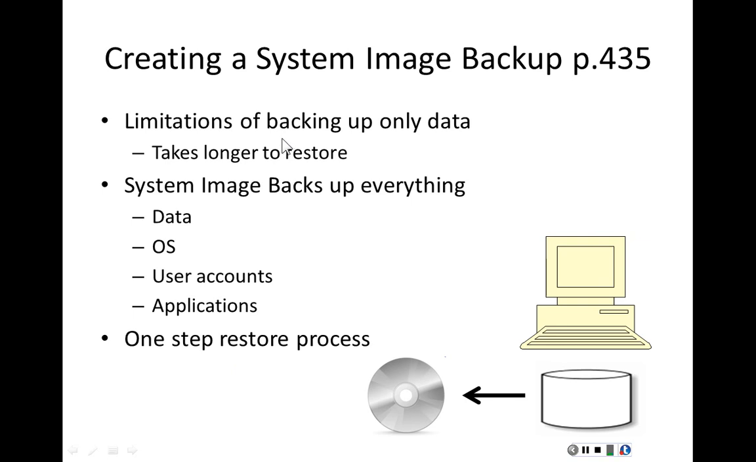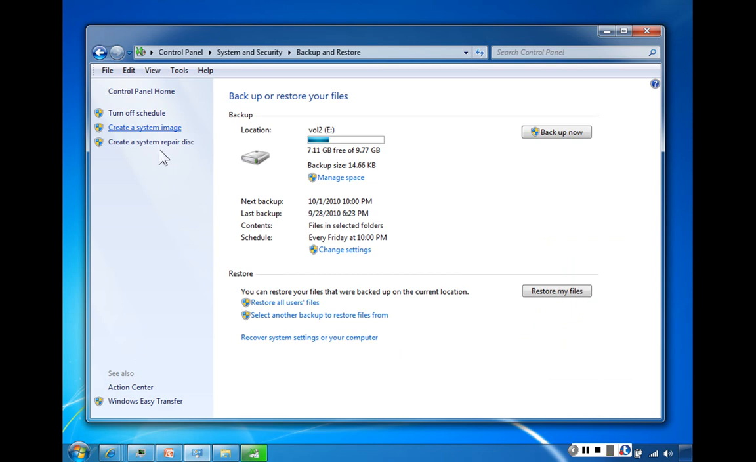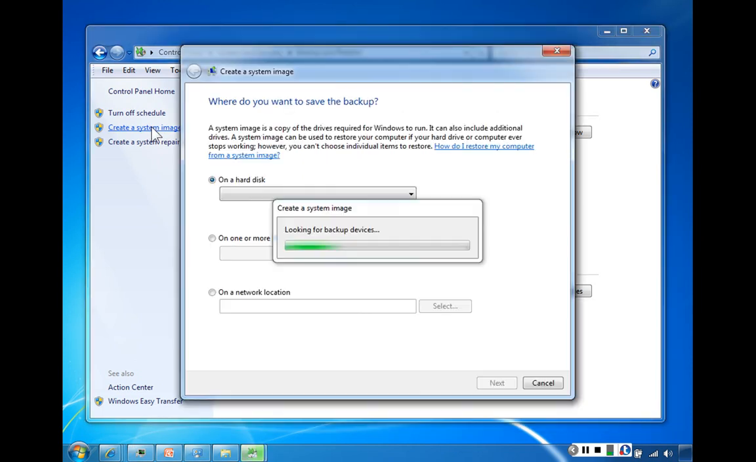Just backing up the data files does not take very long, but it takes much longer to restore because you have to first install the operating system, then install the applications. But the advantage of system backup is it backs up everything and gives us a one-step restore process. To create a system image backup, where essentially we're taking everything that's on the hard disk and putting it onto a DVD, under Control Panel, System and Security, Backup and Restore, we select Create a System Image.